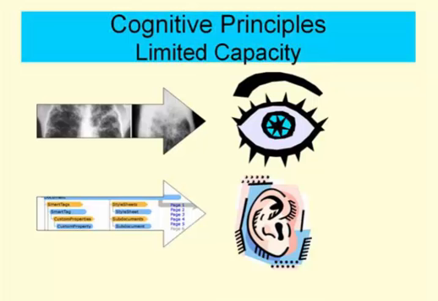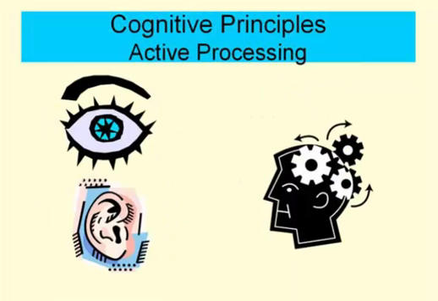Thirdly, active processing. People understand material when they pay attention to the relevant input, organize it into a coherent mental structure, and integrate it with their prior knowledge. Presentations should help learners to select, organize, and integrate information. For example, arrows can help point out important topics, or an outline can help the student construct a mental model.